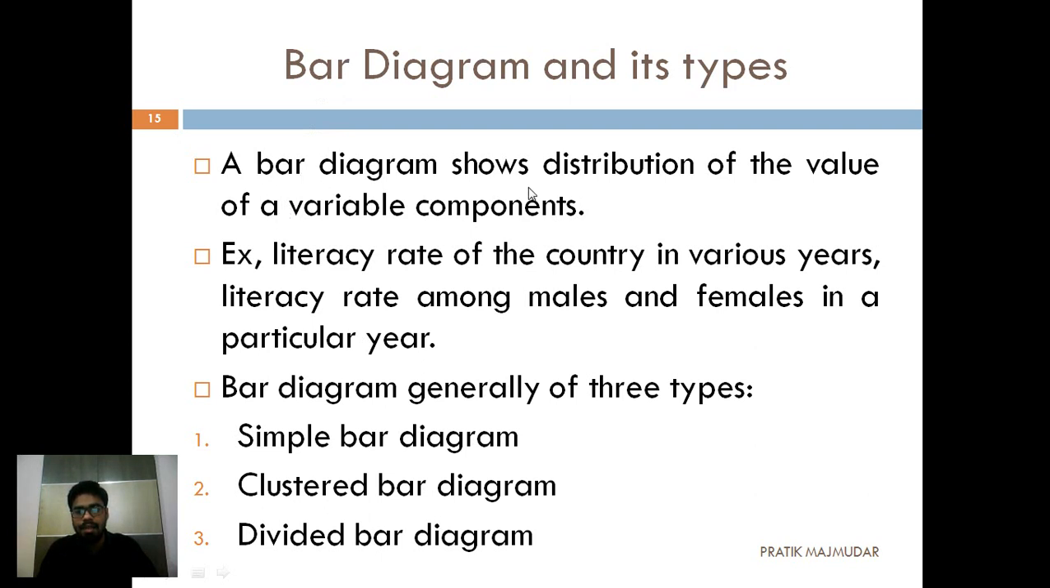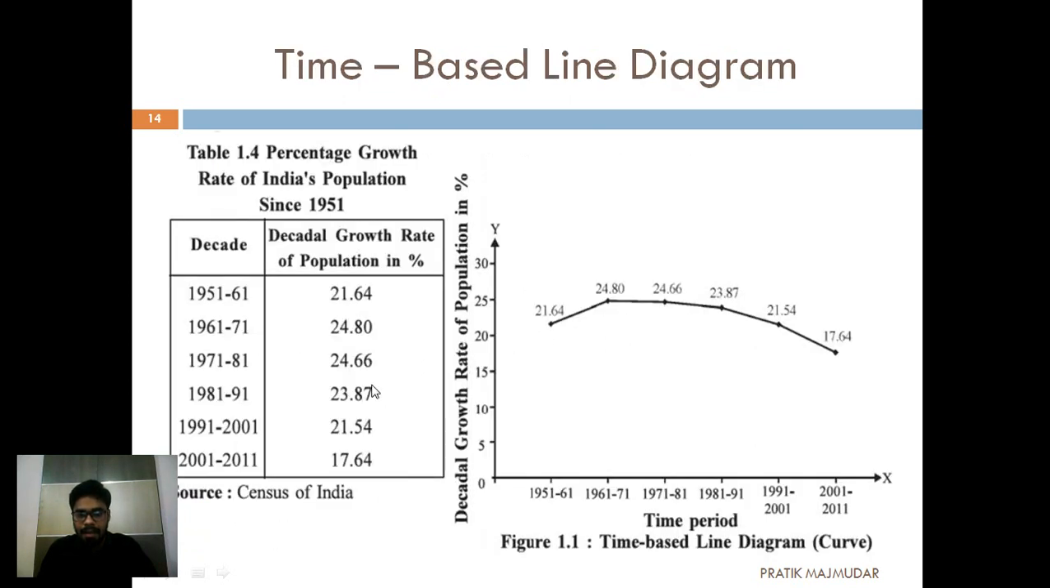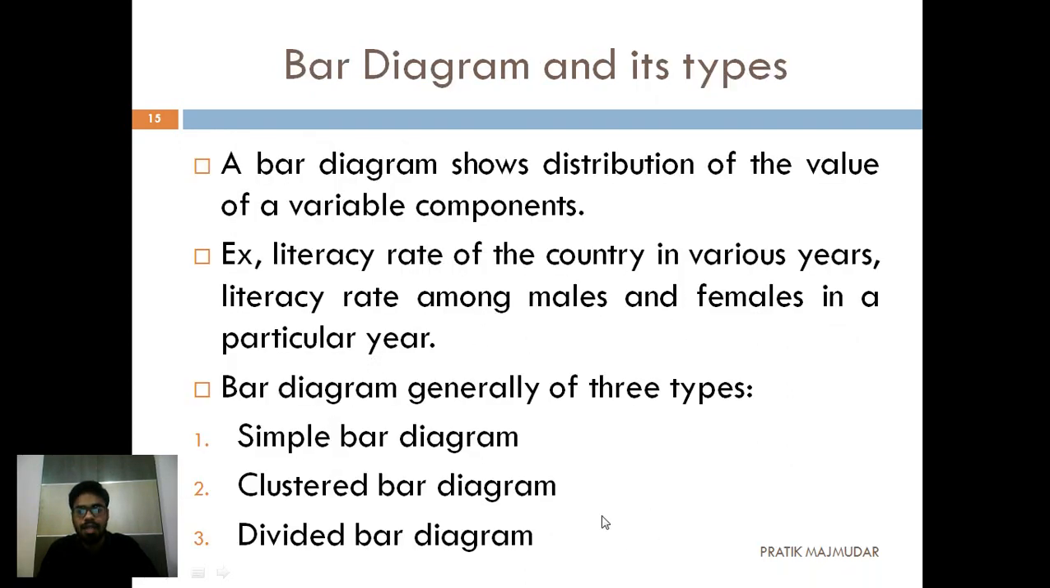A bar diagram shows the distribution of the value of variable components. Let's take an example: the literacy rate of a country in various years. Here it is a population rate. In this one we are going to see the literacy rates of males and females, so we are going to use this.